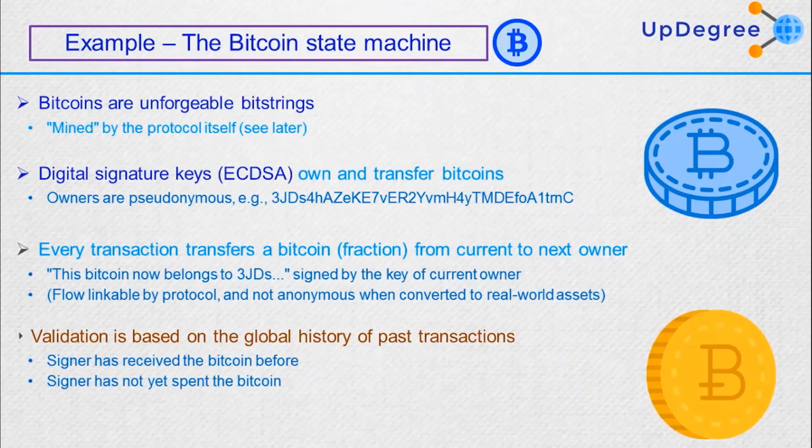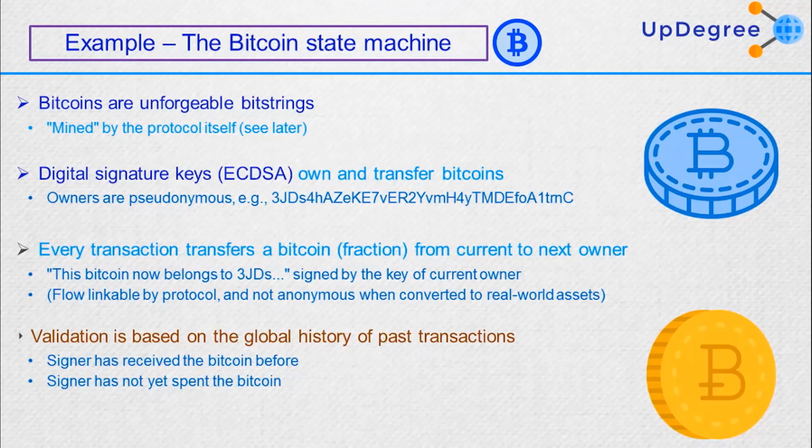So I'm giving an example of the Bitcoin state machine. These are just examples, okay? This is just for information, because as a blockchain finance professional, you should understand the technology behind these transactions. Here, Bitcoins are unforgeable bit strings. They are mined by the protocol itself. They come with digital key signatures. That helps in transfer and owning of Bitcoins.